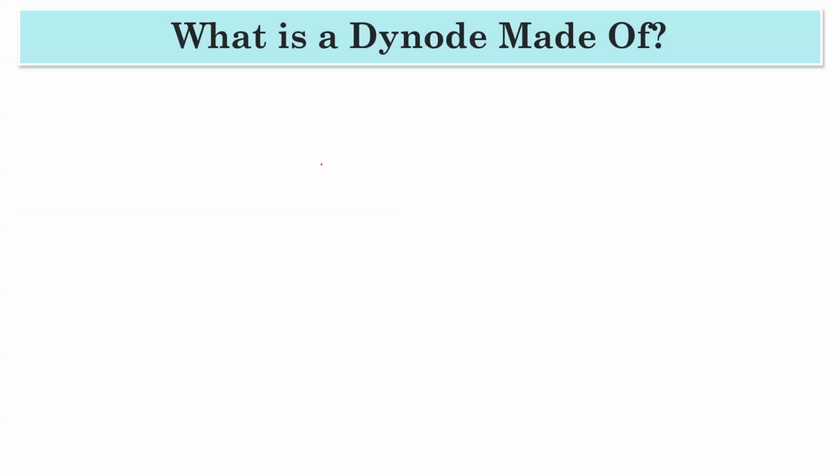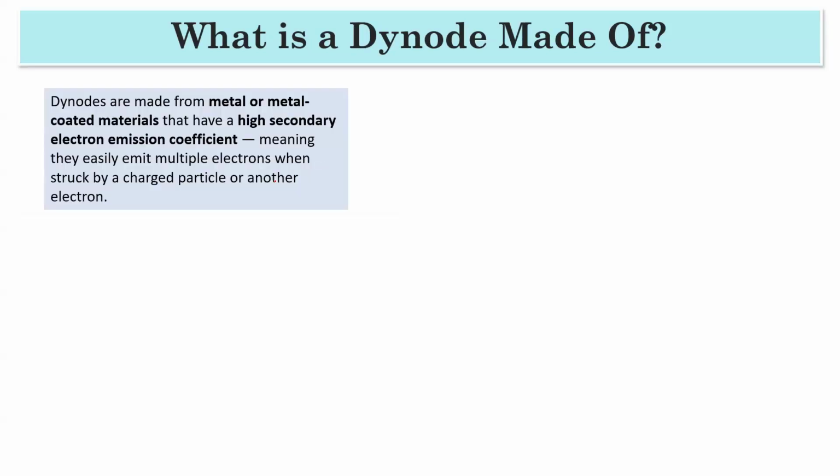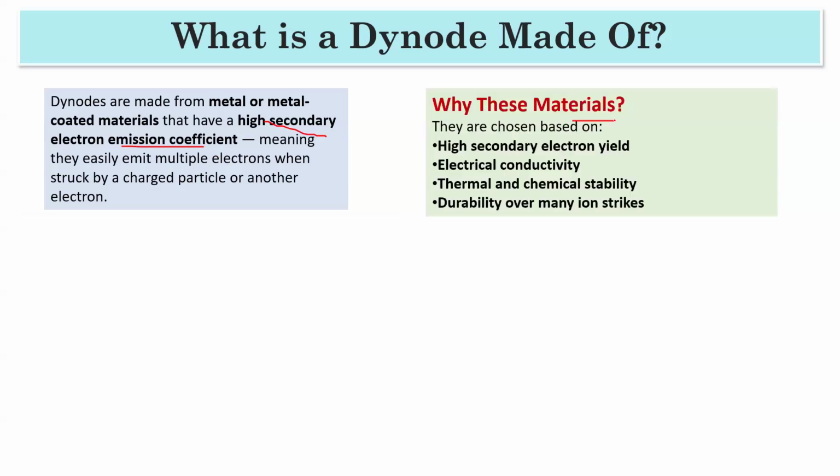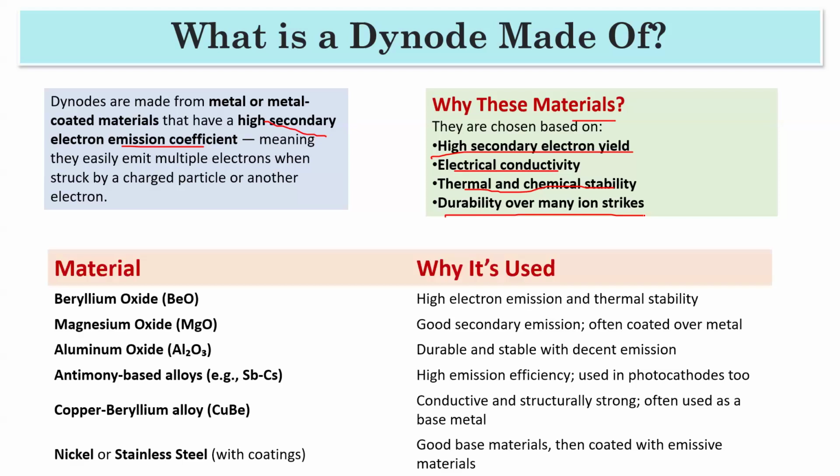So we may wonder, what is this dynode made of? Dynodes are made of some metal or metal-coated material which has a high secondary electron emission coefficient. Why do we need these materials? They give a high secondary electron yield, electrical conductivity, thermal and chemical stability, and also durability over many ions, because in mass spectrometry a lot of ions are hitting your detector. You want something that will not damage your detector.